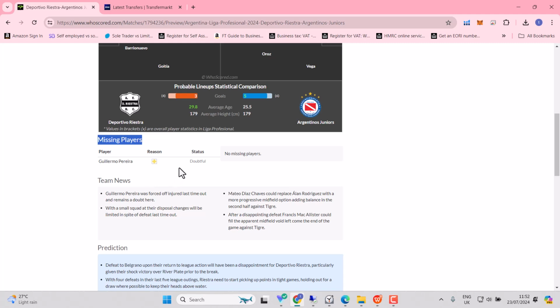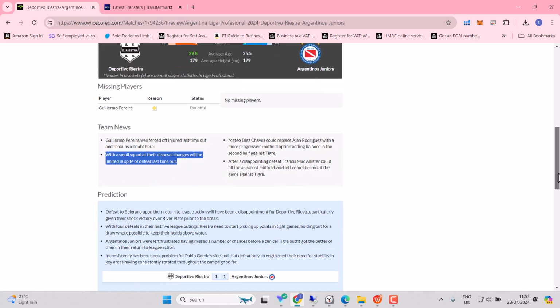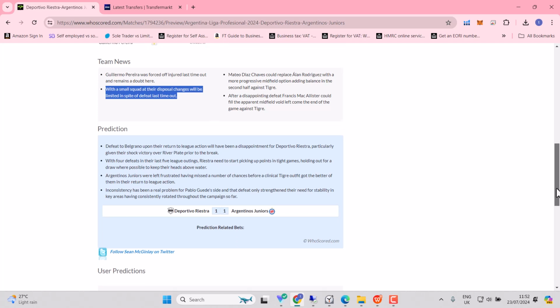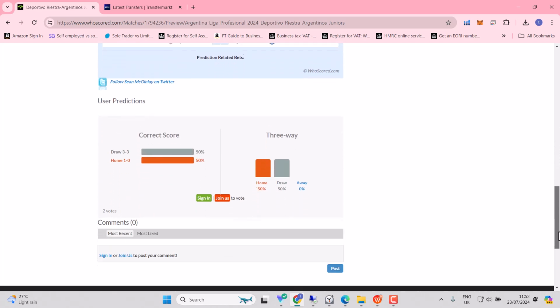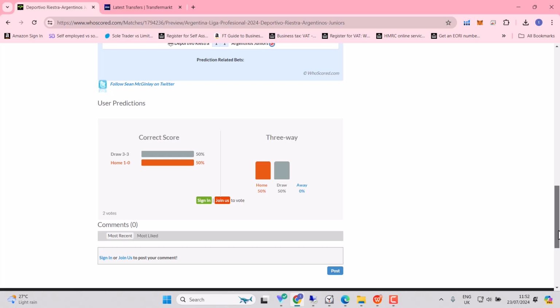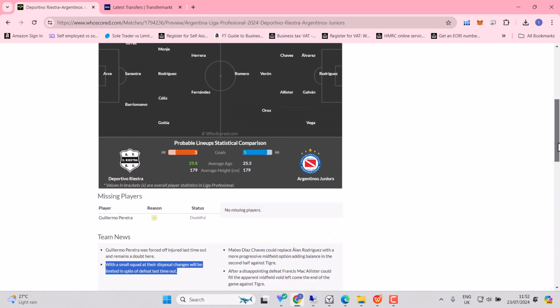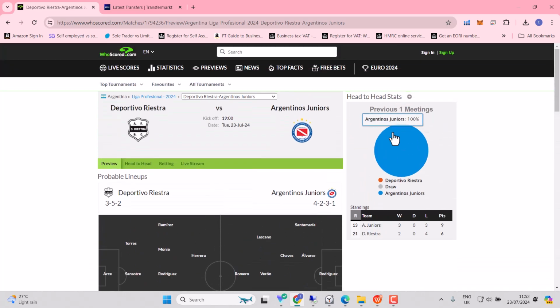Once you get into the Premier League season, for example, and we've got team news here, with a small squad at their disposal, changes will be limited in spite of defeat last time out. So we've got some key information. We've got a prediction here as well, with reasoning, which I like. But I don't know if Sean McGinley has a good record or not. But again, use this as a sounding board.